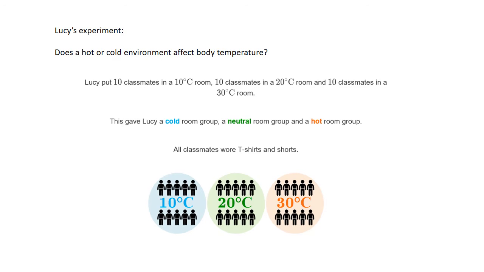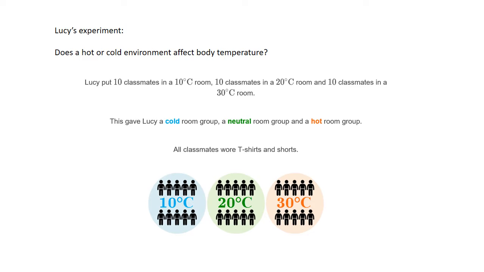Now, we're in Education Perfect in the model today. You'll be looking at Lucy's experiment. Lucy started with a question: does a hot or cold environment affect body temperature? So what Lucy did was she got 30 of her friends and she put 10 of them in a cold room, a room that was 10 degrees Celsius.